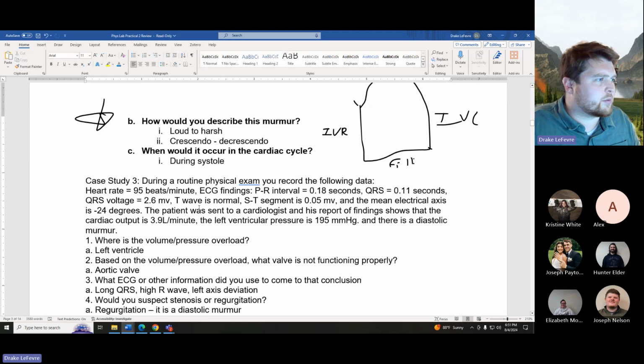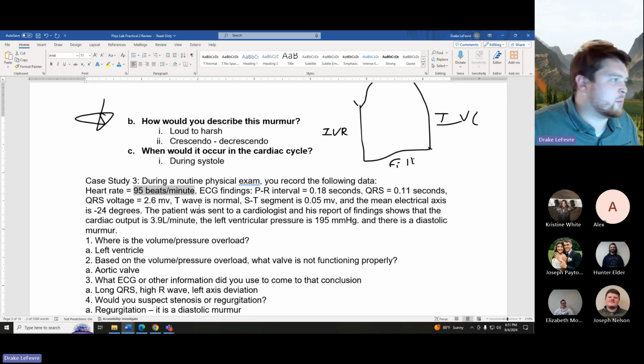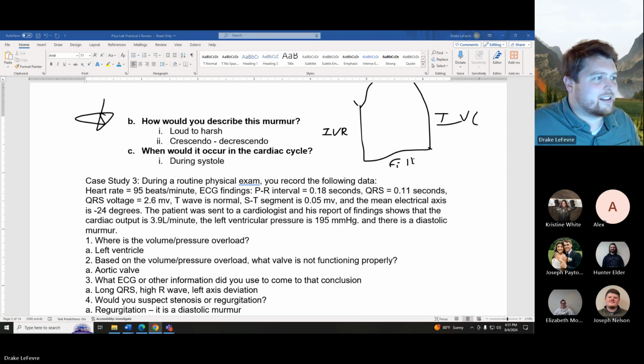Case 3. During a routine physical exam, you record the following data. Heart rate, 95 beats per minute. As you read these questions, go through and check in your head, are these normal or abnormal? 95 beats per minute. Normal is 60 to 100. We're good. ECG findings. The PR interval is 0.18 seconds. Is that normal or abnormal? Who remembers their PR intervals? It's normal. What's normal? 0.12 to 0.2, right? Yeah, 0.12 to 0.2.